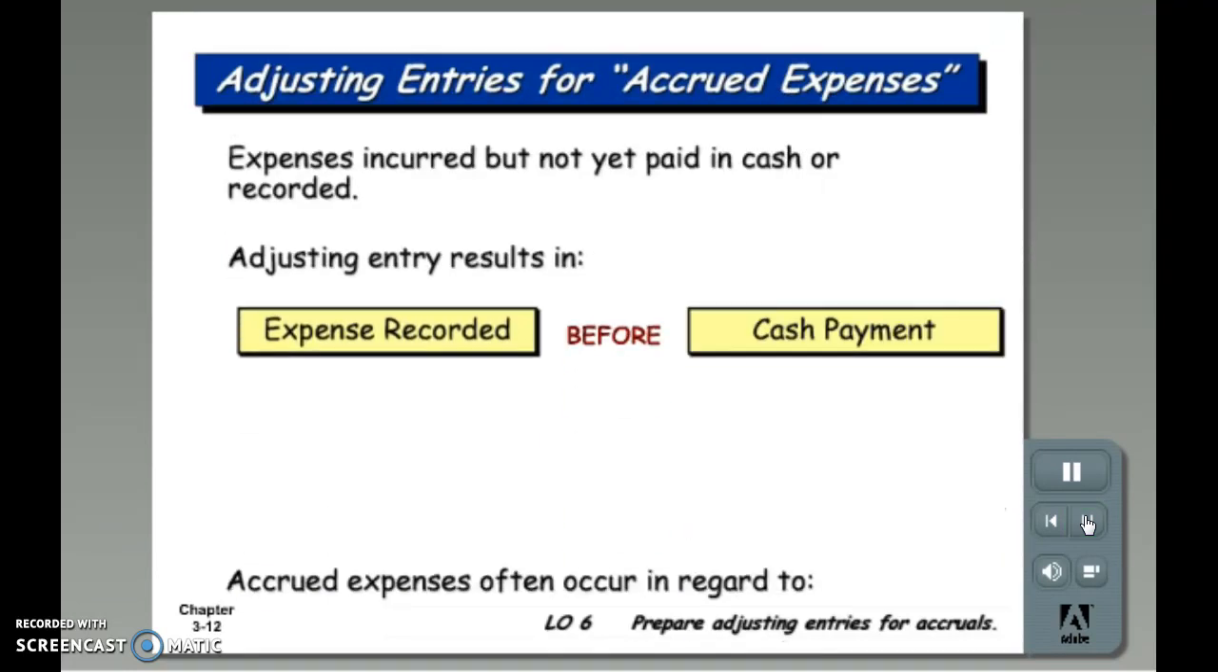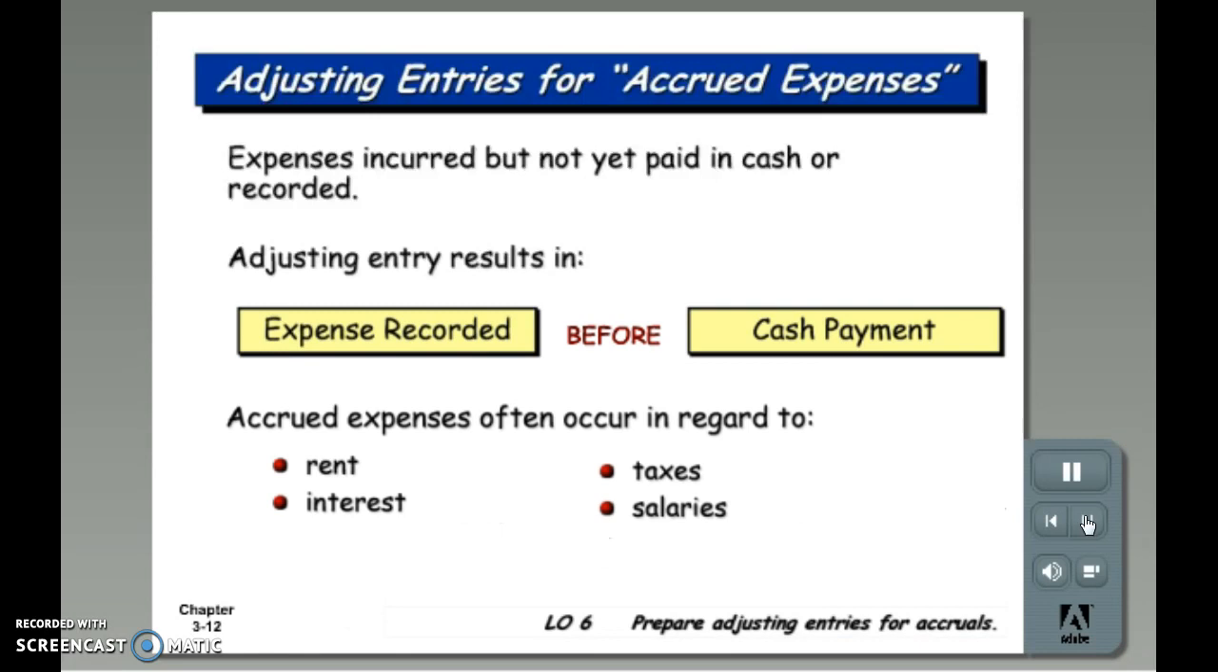Adjusting entries for accrued expenses are similar to adjusting entries for accrued revenues. The expenses have been incurred, but no cash has been paid, and the expenses have not yet been recorded into the accounting records. The adjusting entry involves recording an expense account before the cash is paid. Situations that involve accruing expenses include rent or interest expense or taxes or salaries expense.